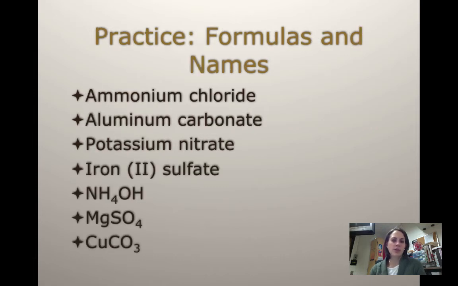So here are some examples. You can pause the video and try these on your own right now. Refer to a table of some common polyatomic ions. And when you finish, I will reveal the answers for you, and you can carry on with your own practice.